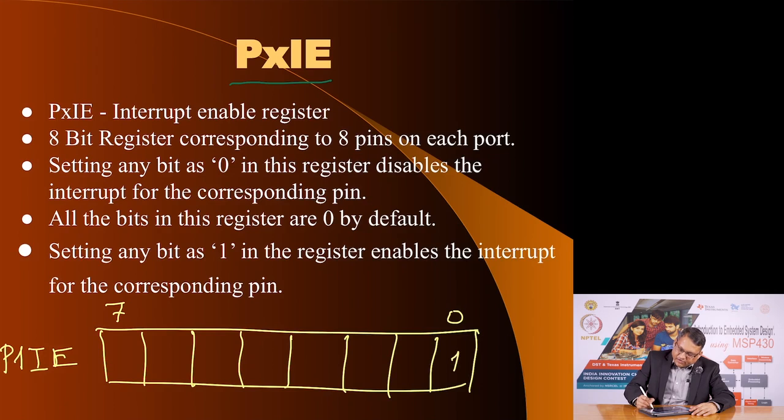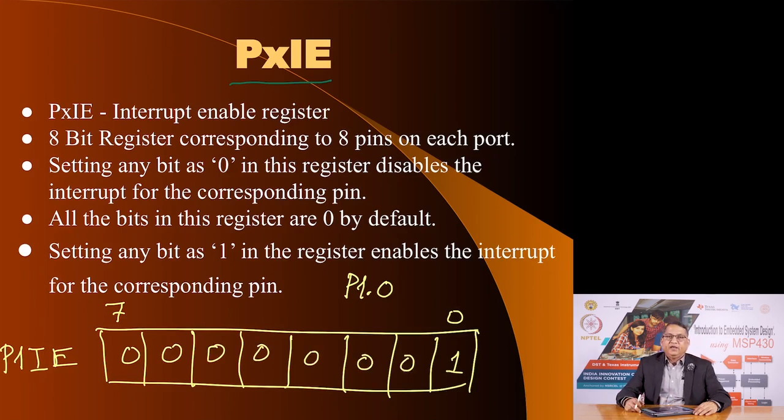If I write a 1 here, that means I want interrupt associated with P1.0, port 1 bit 0 to be enabled. Of course, a signal has to be applied to port 1 bit 0 for interrupt to actually happen, but you are enabling it, and if you want to disable it, you write a 0. So, if I write 0 in the rest, that means I do not want to be interrupted by any signal on any of the pins of port 1 except bit 0. This is the interpretation of port 1 interrupt enable register.